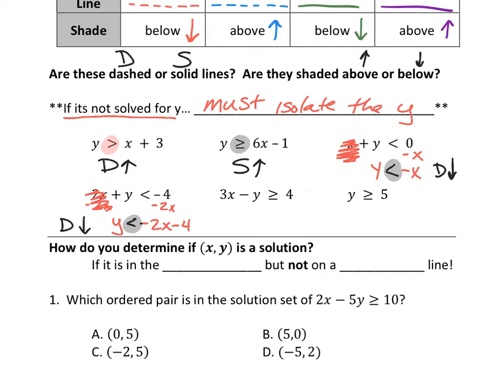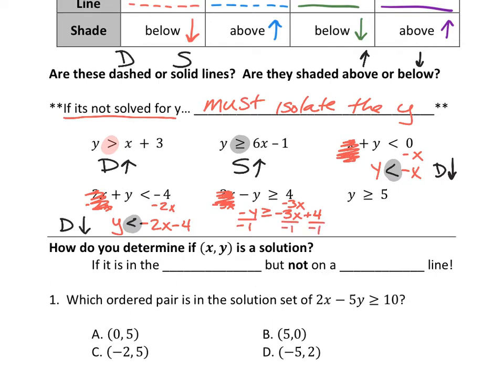If we start to solve the middle one on the bottom row, what would I move first? The 3x. Cool. And I move it by using its inverse operations to go to the other side. It's going to be negative y greater than or equal to negative 3x plus 4. We're going to have to divide this time because there's not a 1 in front of y. There's actually a number there I have to isolate it from. So there's a negative 1 right here that we divide.